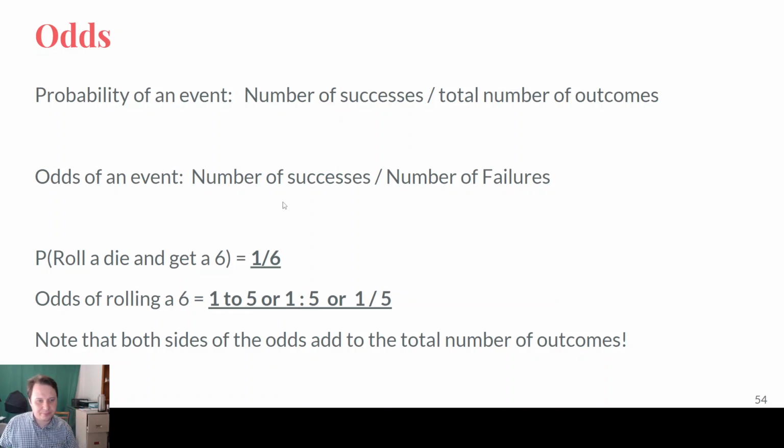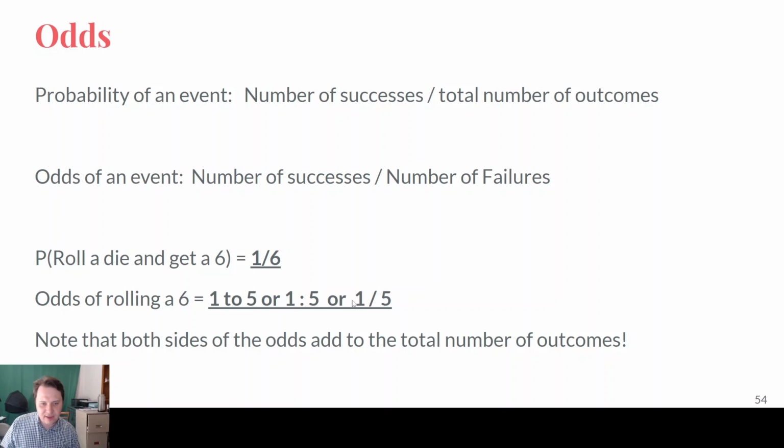So here's an example. What is the probability of rolling a die and landing on a 6? Well, the probability of that is 1 out of 6, because there's one 6 and there's 6 total outcomes. But what are the odds of rolling a 6? Well, there's one 6 on the die and there are 5 numbers that are not a 6. So there's 1 success and 5 failures.